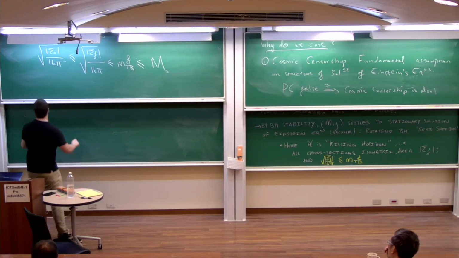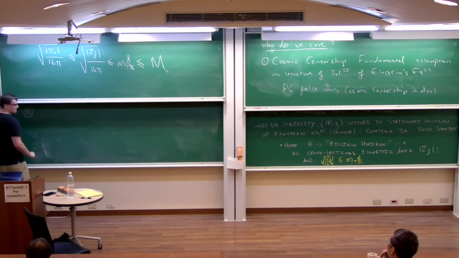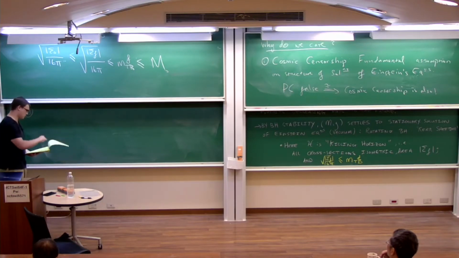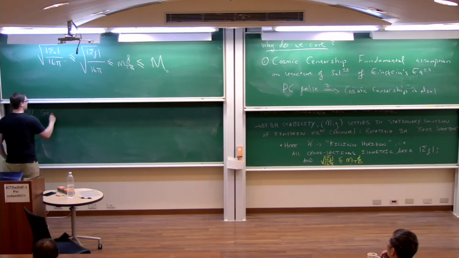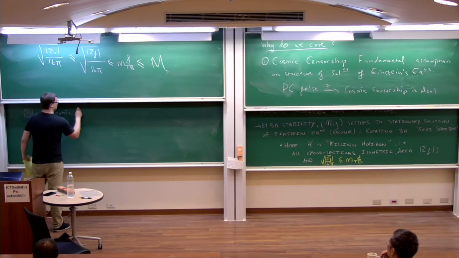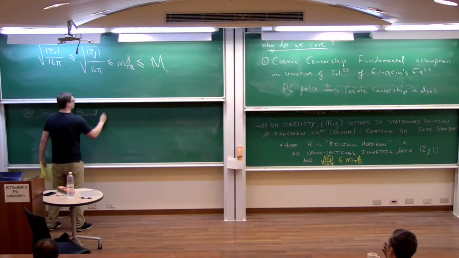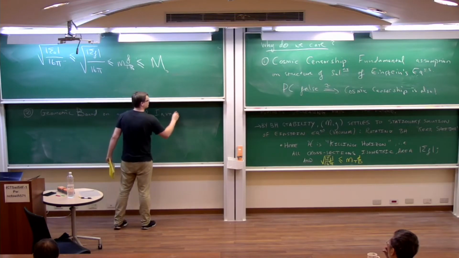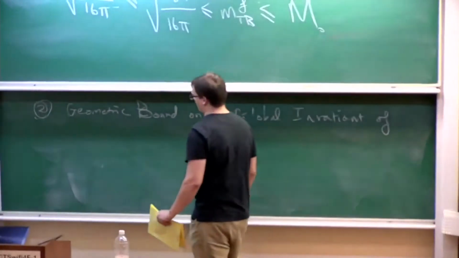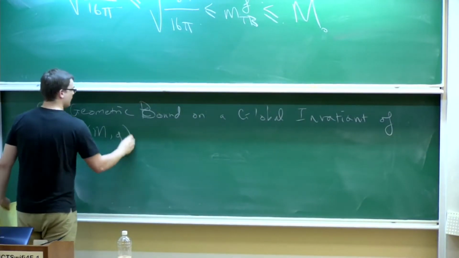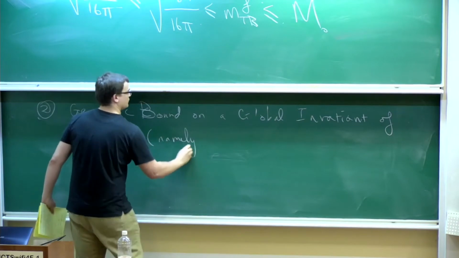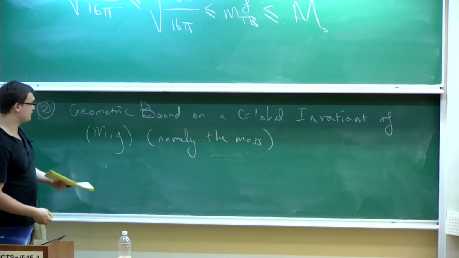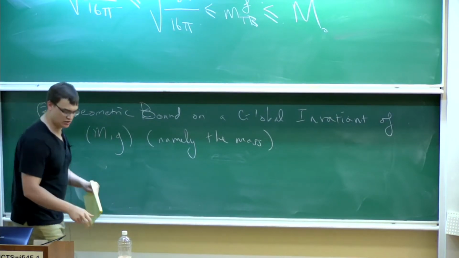So that was number one for why we care. Number two, just because I want to put it on the board: it's just a nice geometric bound. A global invariant of the spacetime, namely, the mass. All right, so that's the Penrose conjecture in a very small nutshell.